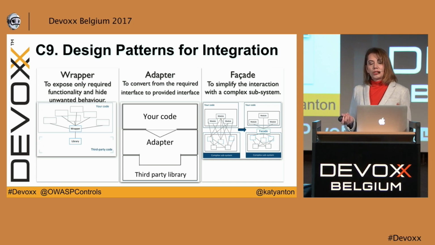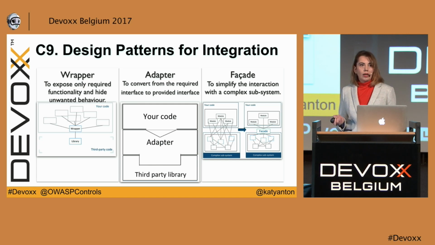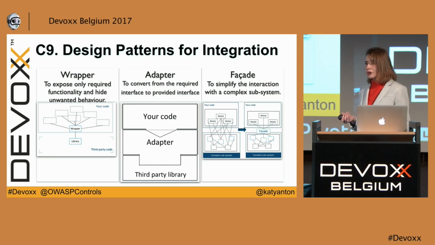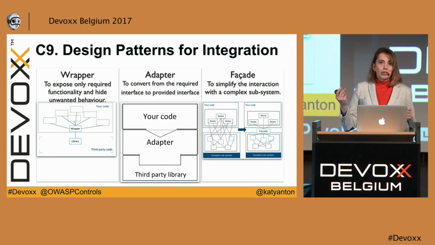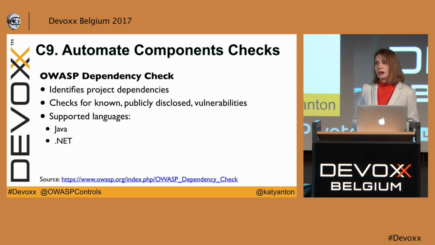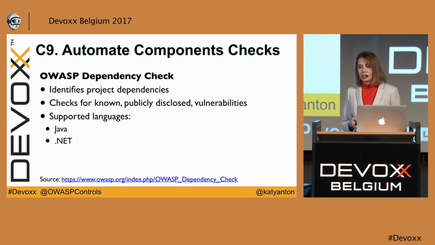Now, when it comes to the number of these components, for even a normal application, not even a large one, it can easily go into tens or hundreds of components within an application, especially in Java. So to try to monitor all of these components on a manual basis is impossible. So the way to deal with this is to automate the checks for these components.